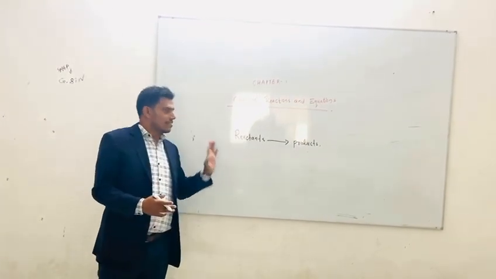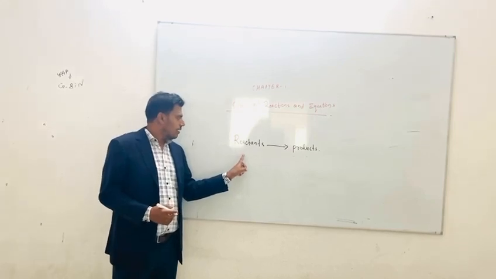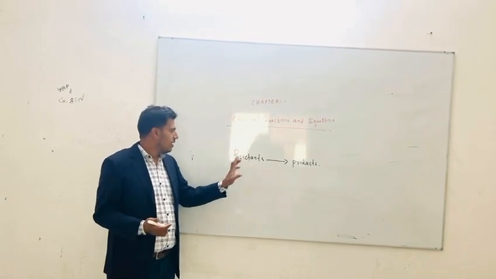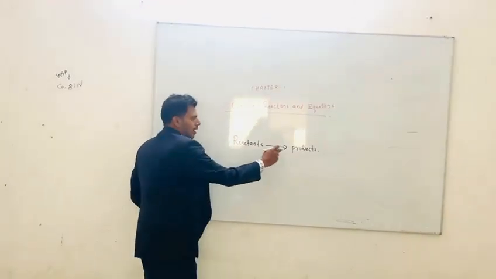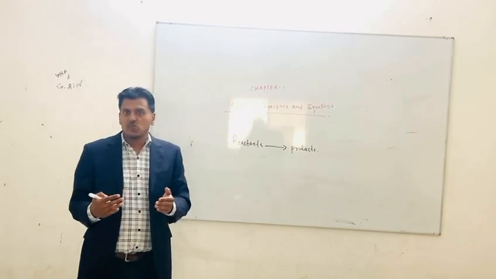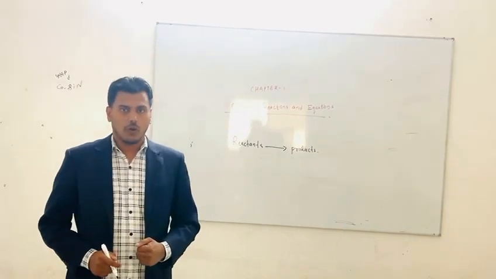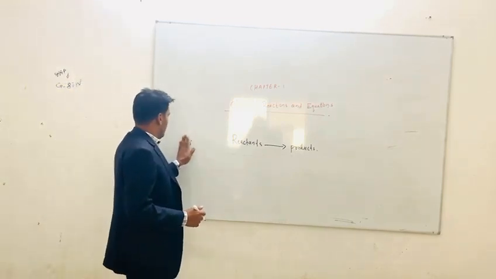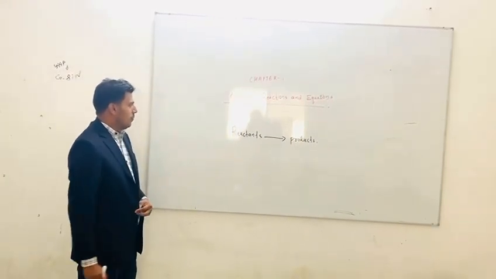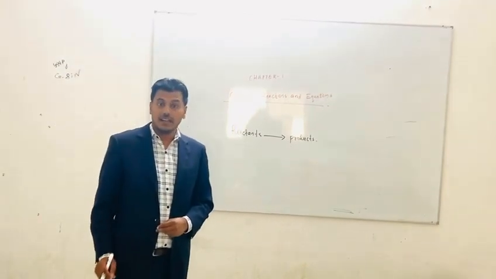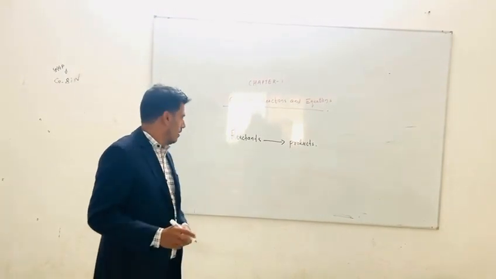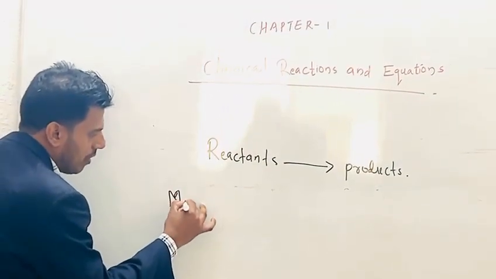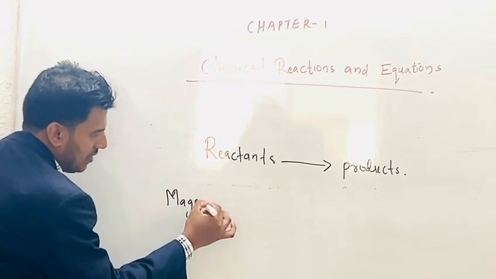Okay, what are reactants? Reactants are the substances which take part in a chemical reaction. And what are products? The substance which is formed after the chemical reaction is called products. Okay, let us take an example for chemical reaction. The example is burning of magnesium. I think in the class 7 textbook this example is there.